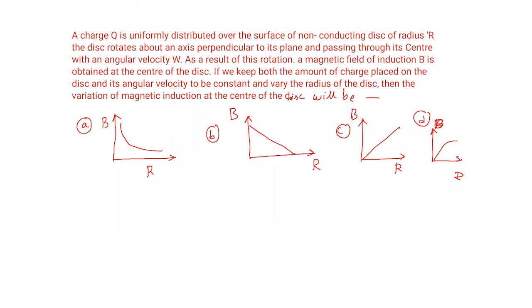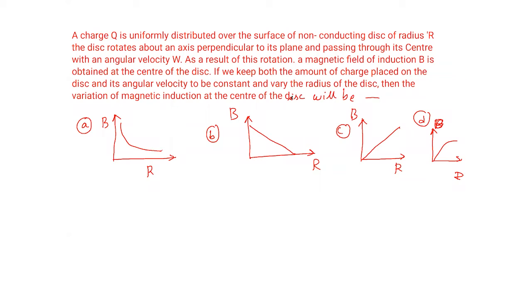So do it. A charge Q is uniformly distributed over the surface of a non-conducting disk of radius R. The disk rotates about an axis perpendicular to its plane and passing through the center with an angular velocity omega. As a result of this rotation, magnetic field of induction B is obtained at the center of the disk. So if we keep Q and omega constant, then how is it related to radius? That's what they're asking. Do that.